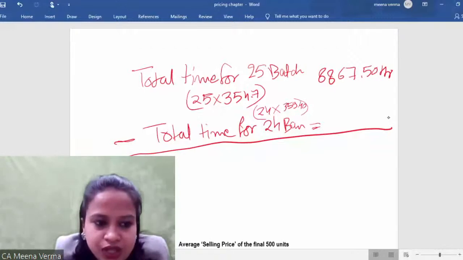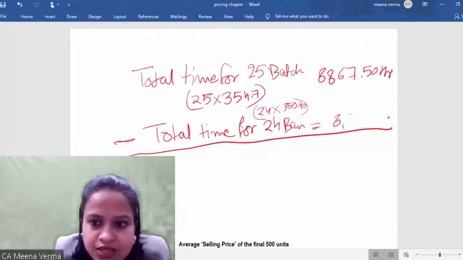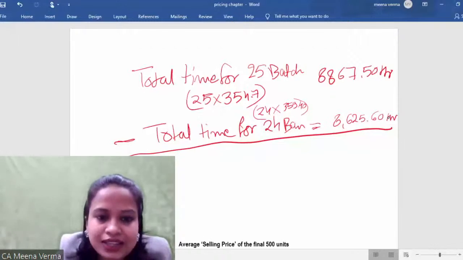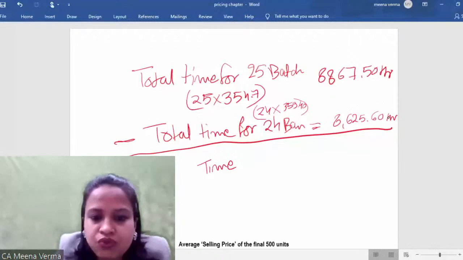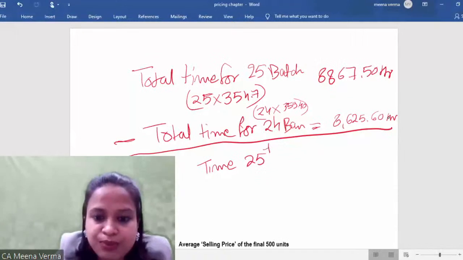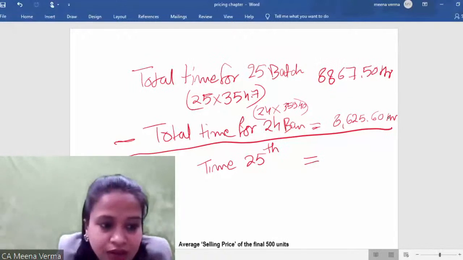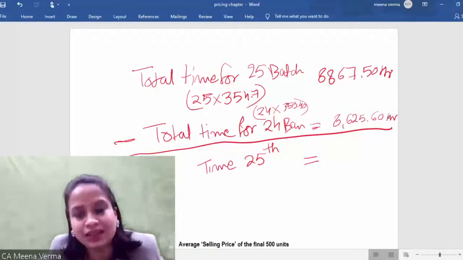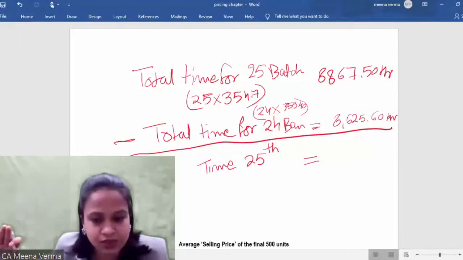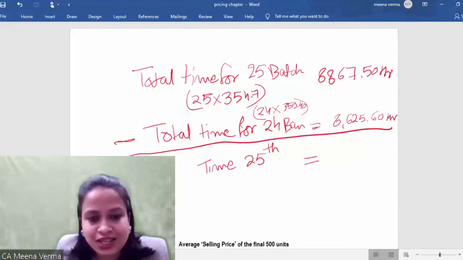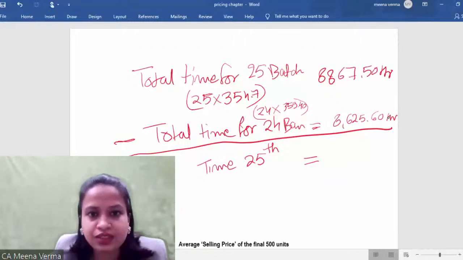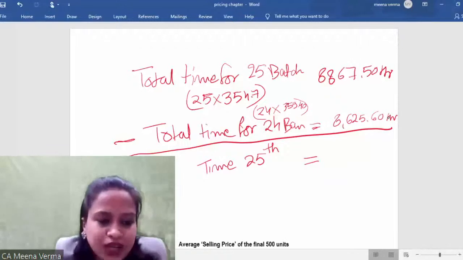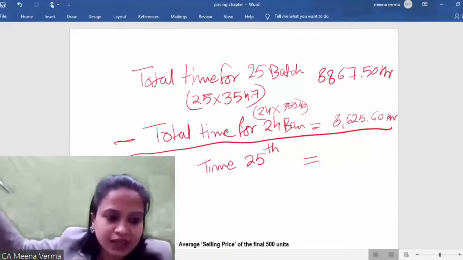359.40. This will come here as 8625.60 hours. Here you will get the time required for the 25th batch, not total but 25th. Why are you calculating the time for the 25th batch? Because for 26, 27, 28, 29, 30 up to 50, the learning curve is not applicable. So for every next batch, the time will be the same. This will not be average but the same time.